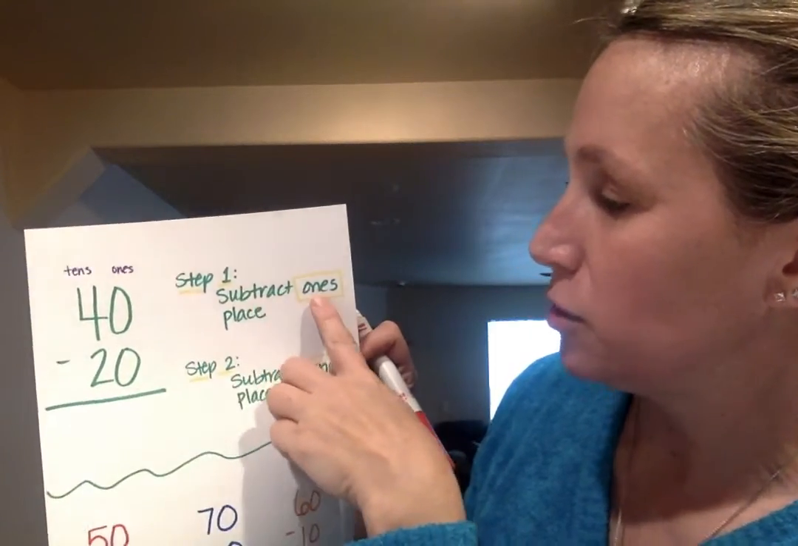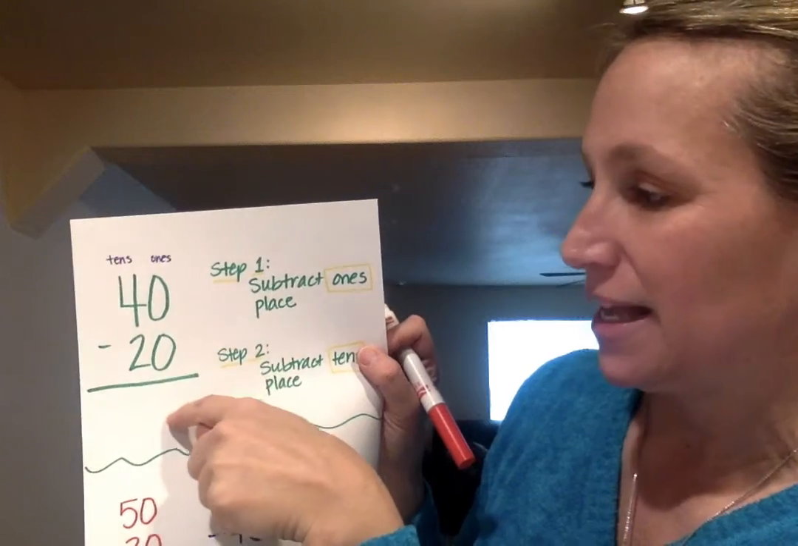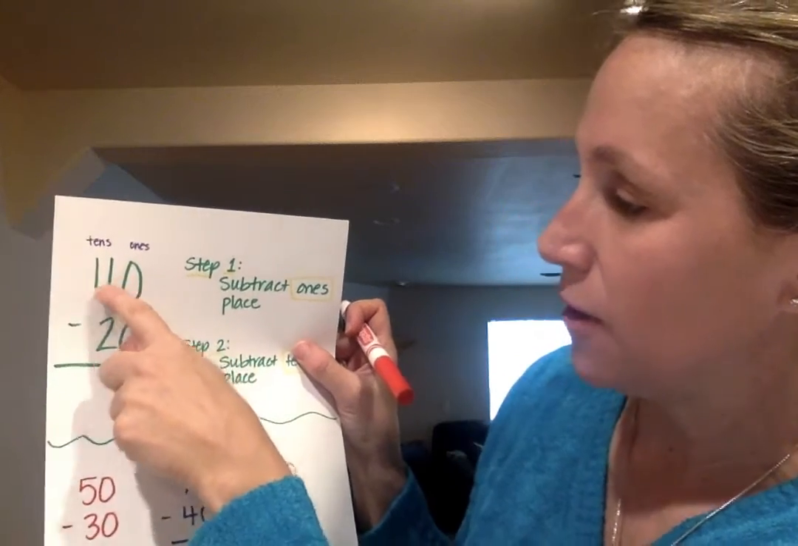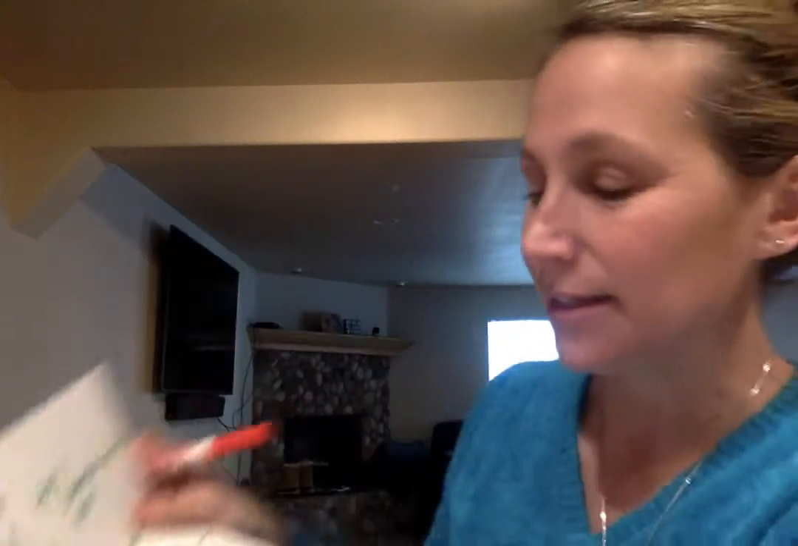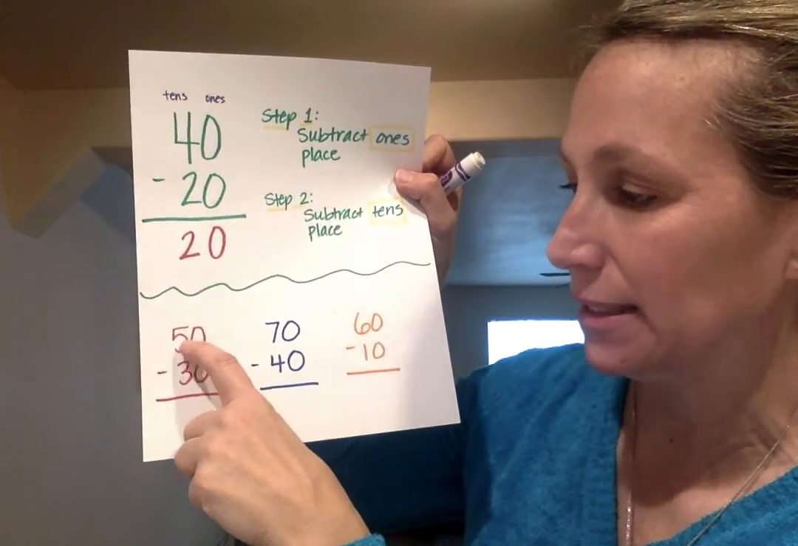Step 1, you subtract the ones. 0 take away 0 is 0. Then we're going to subtract the tens. 4 take away 2 is 2. Great. So 40 take away 20 is 20. Here are some more ones to practice.